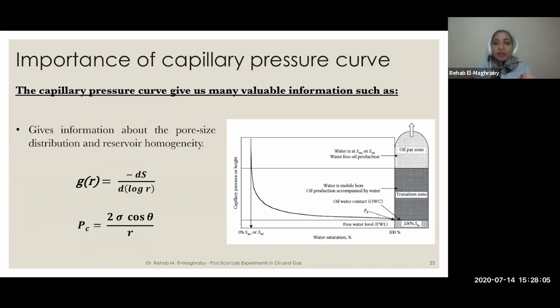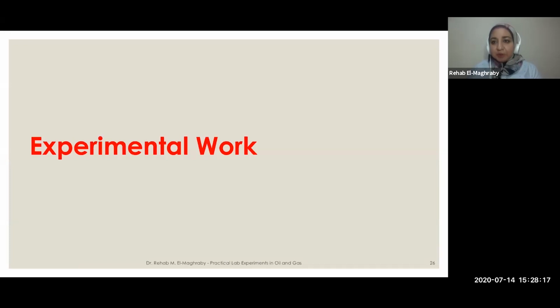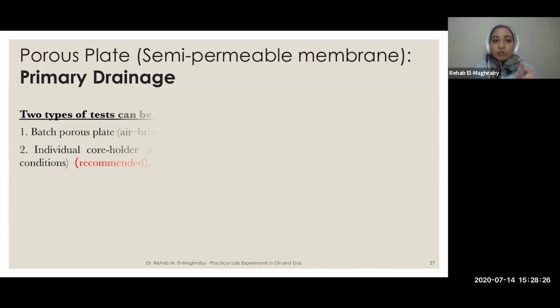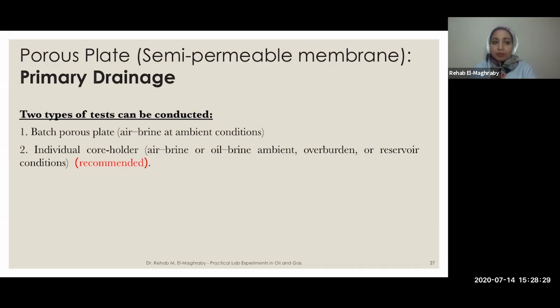And finally, you can get an accurate measurement of your pore size distribution, and I will show this in more detail using a mercury injection capillary pressure experiment. For the experimental work, we actually have two types of experiments that I will discuss here. The porous plate, where we will show the primary drainage, has two types: the patch porous plate and the individual core holder porous plate. The other experiment is the mercury injection capillary pressure, and I will show this in a separate section.